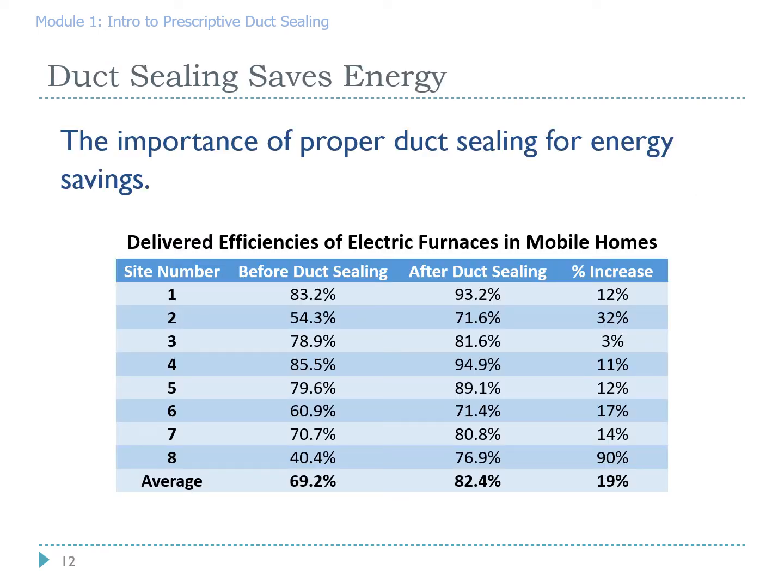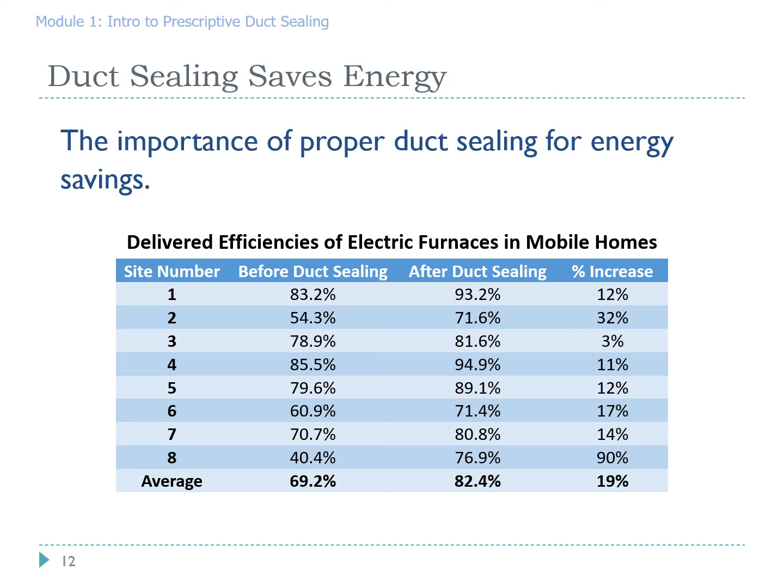This table shows the same information in a different way from our previous slide. It shows the before duct sealing and the after duct sealing numbers, and again, this is the percentage of the heat energy that leaves the heating system that is actually usable by the house inside the conditioned space. The far right category, the percent increase: 12, 32, 3%, 11%, 17%. All these really are pretty dramatic.